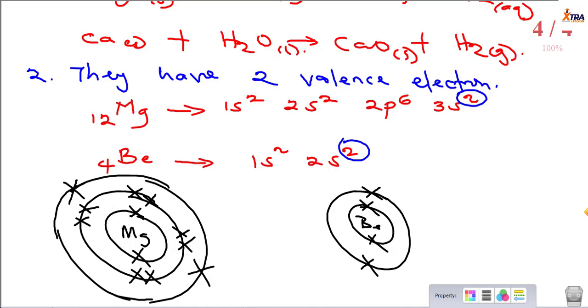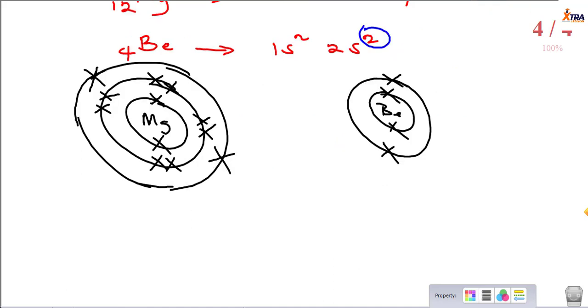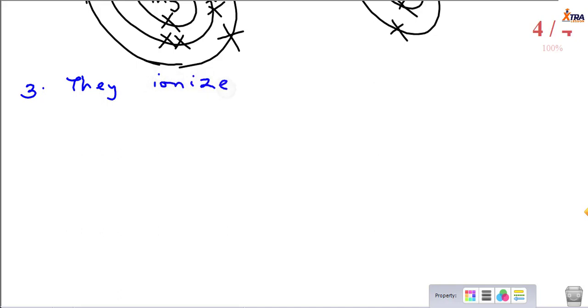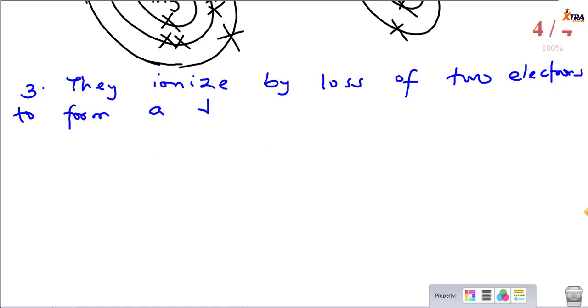How does this explain their chemistry? It means that in every chemical reaction, you find group 2 elements, right? They would ionize. They ionize by loss of 2 electrons, which would be their 2 valence electrons now, to form a dipositively charged ion.